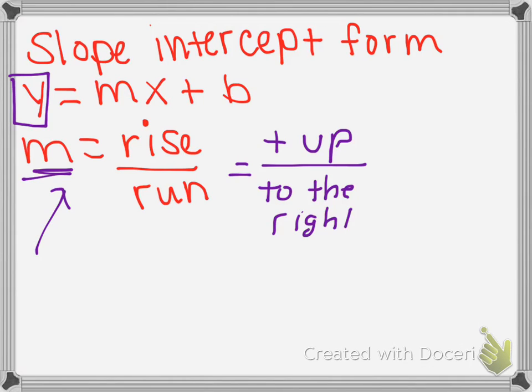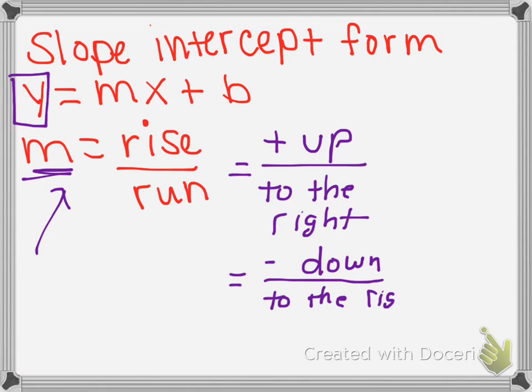Okay? Now, let's say we have a negative fraction. What if we have a negative slope? Negative is down from a particular point, and again, the run is always to the right. Okay.